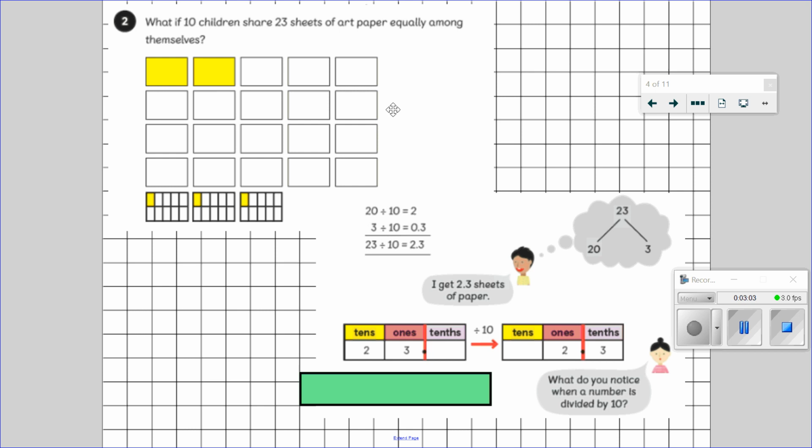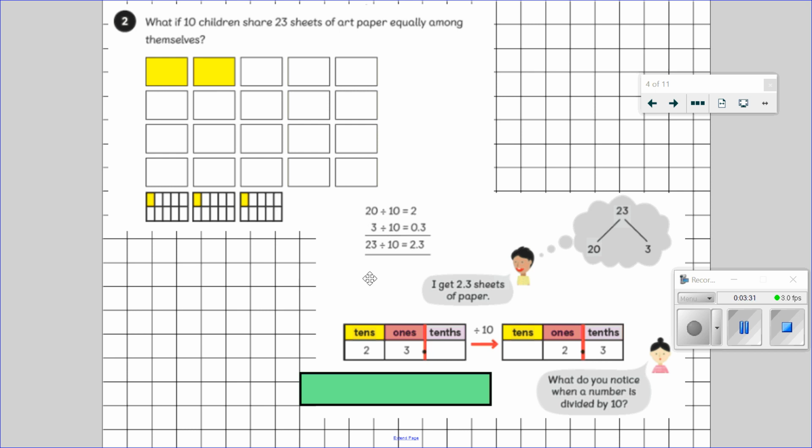We can see this calculation in a picture up here. Here's our 20 whole sheets of paper. 20 divided by 10 is 2. And here are our 3 sheets, or ones. And you can see they've been split into tenths. And there are 1, 2, 3 tenths. 20 divided by 10 is 2. 3 divided by 10 is 0.3.